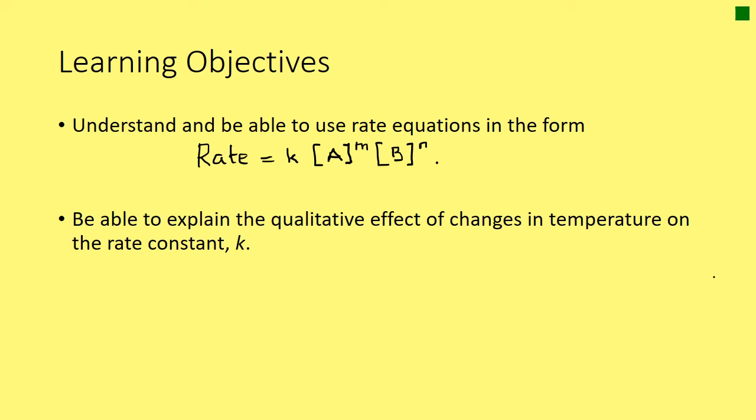The second lesson objective is to be able to explain qualitatively the effect of changes in temperature on the rate constant. So if temperature increases, does the rate constant increase, or vice versa?